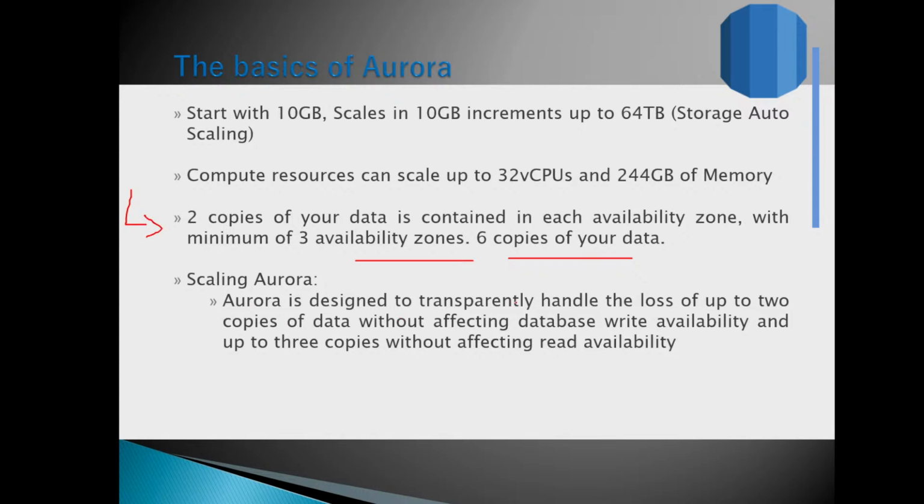Scaling. Aurora is designed to transparently handle the loss of up to two copies of your data without affecting database write capability and up to three copies without affecting read capability. So Amazon claims that if you lose one availability zone, the write performance will not degrade. If you lose more than one availability zone, your read ability will not be impacted, even if you are losing three copies of your data. And Aurora will automatically replicate your data in different availability zones. You don't have to do anything. So backup is already managed by Aurora.